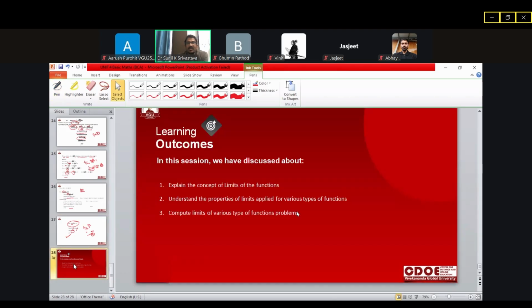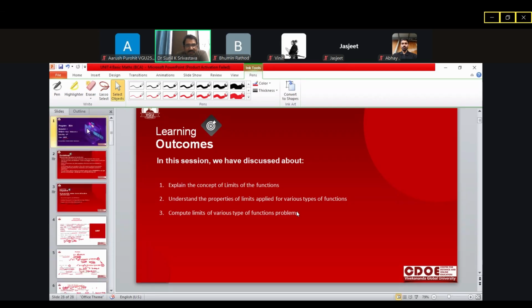Finally, we come to the learning outcome. In this session, I have discussed with you in detail the concepts of limits of a given function. We have also understood the properties of limits applied to various types of functions, and we have concluded the concepts with various types of function-related problems. This is the learning outcome. Any question from your side, you can drop it in our chat box.